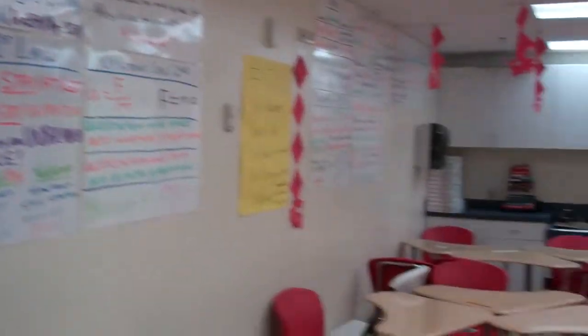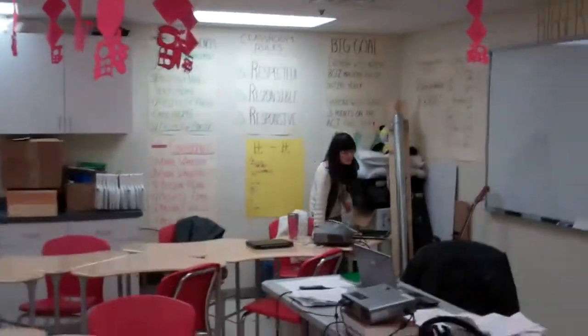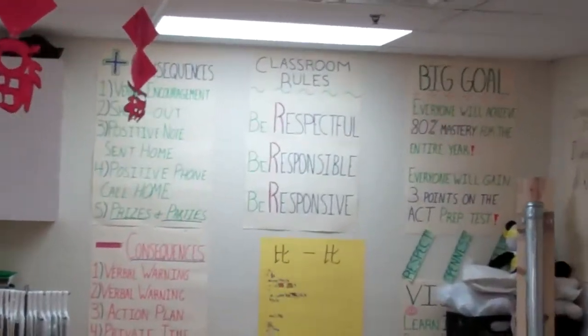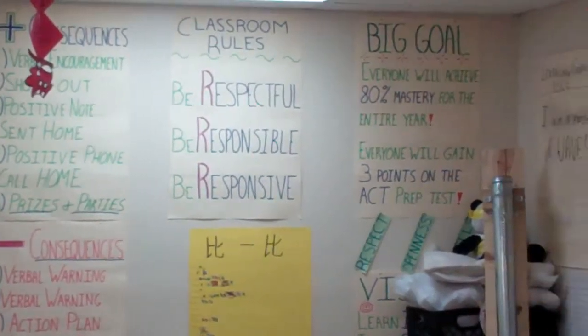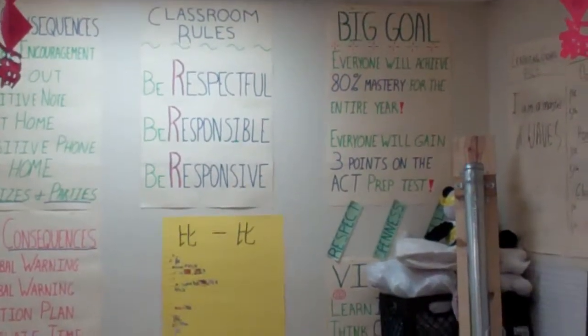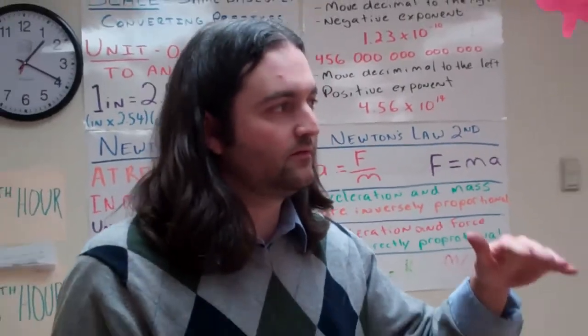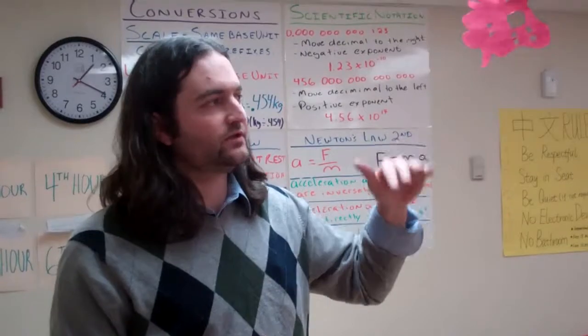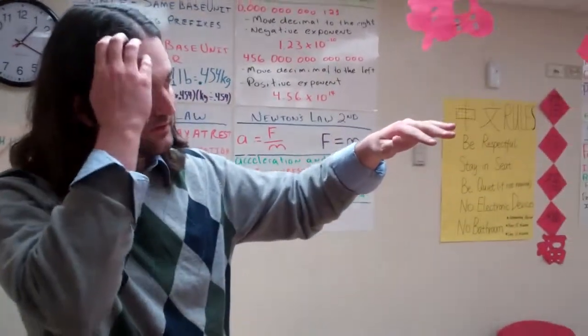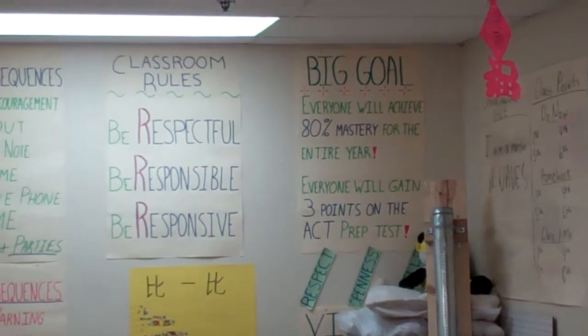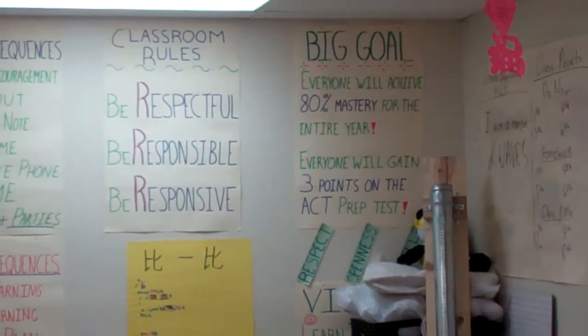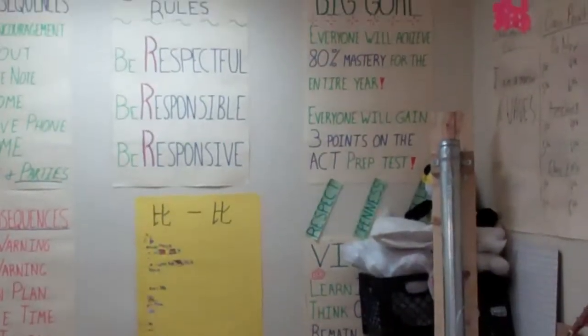And then on the opposite wall, we have our consequences, classroom rules, the big goal, and the vision, and that's something I go to quite often. The classroom rules: be responsible, be respectful, be responsive. Those things I think are key to achieving the vision, and then helping us bridge the vision to the big goal. We need those three things in order to get to our big goal. From the vision, we can use those to jump to that. And then 3 points gain on the ACT prep. All of the things I do in the room, I really try to gear towards getting us to those goals.